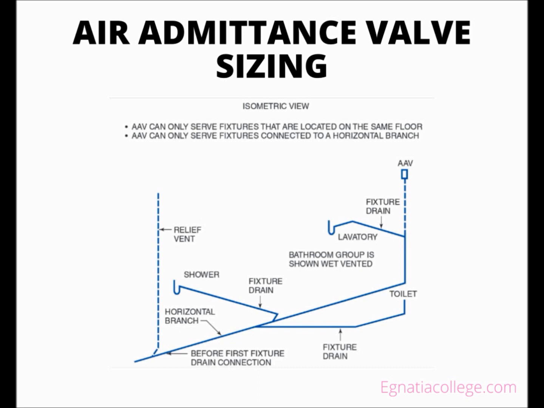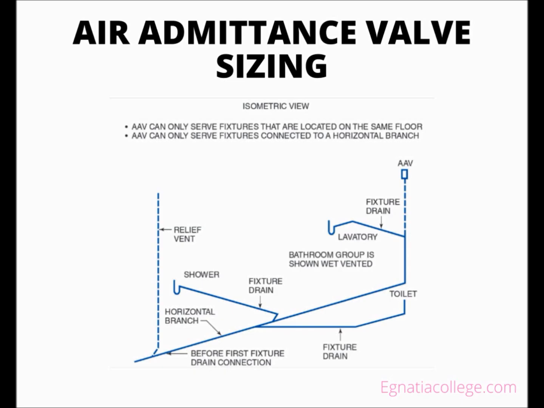Many codes require a relief vent on a horizontal branch served with an AAV. Remember that a horizontal branch is a DWV pipe that serves 2 or more fixtures, so a relief vent is not required for a fixture drain that is served with an AAV. This type of relief vent differs from those described for offsets in waste stacks and for battery-vented branches.